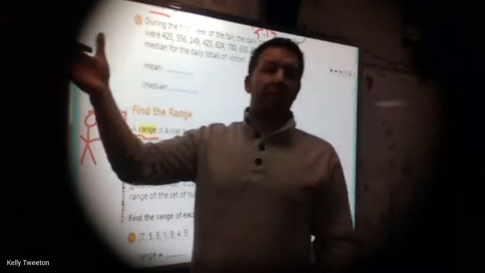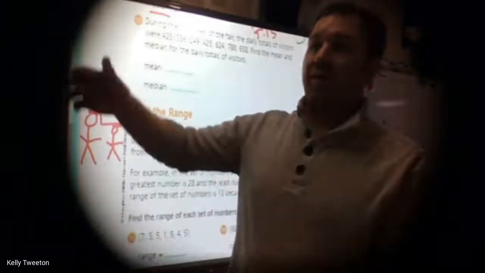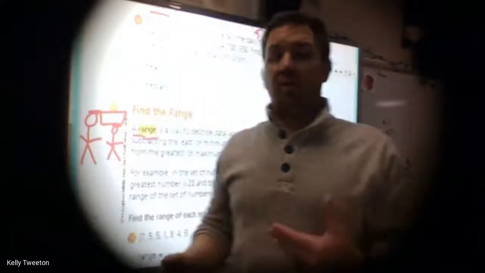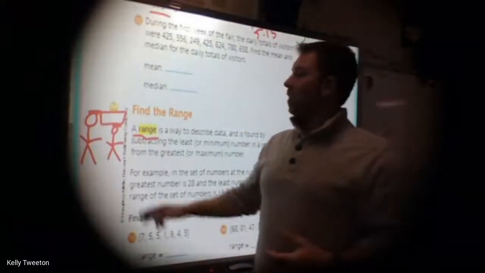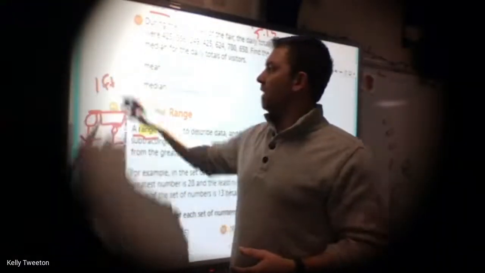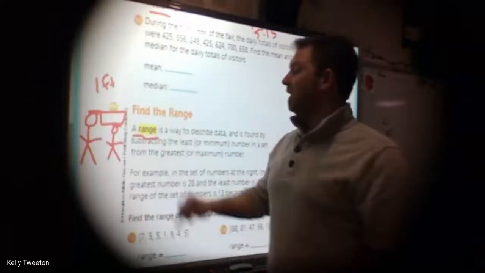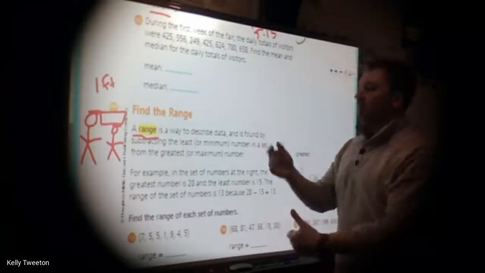We range from maybe 4'8" to maybe 5'8". What if that was what we had? You had somebody who's 4'8". You had somebody who's 5'8" in your classroom. Well, your range would be 1 foot. That's how far you span. So range basically is like how far they spread apart.